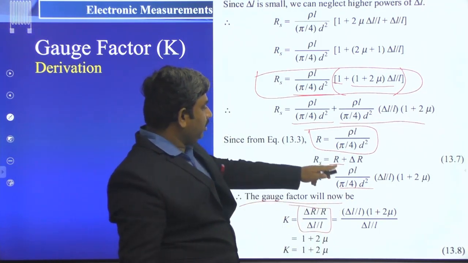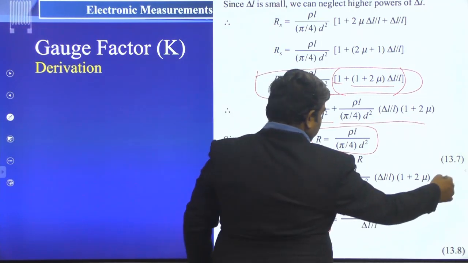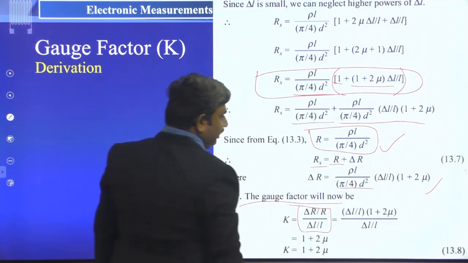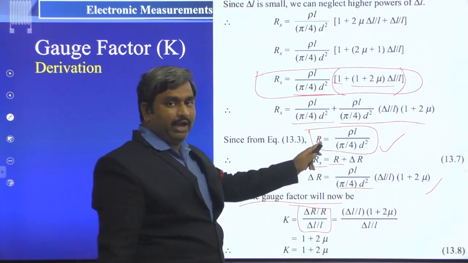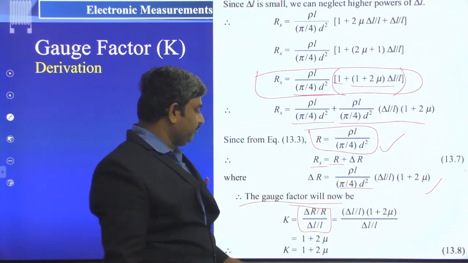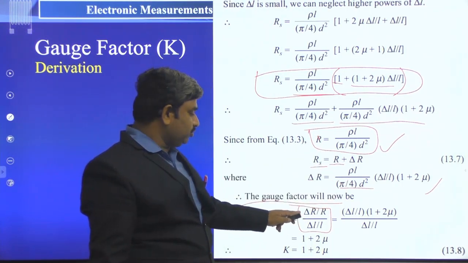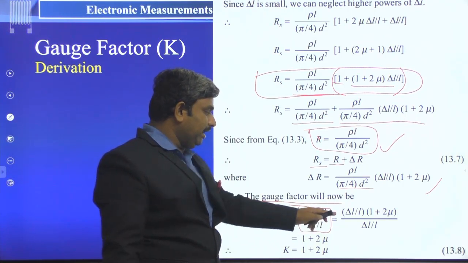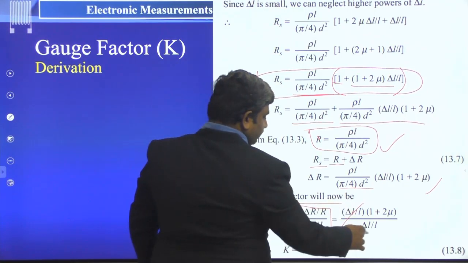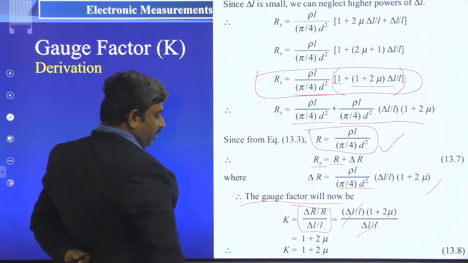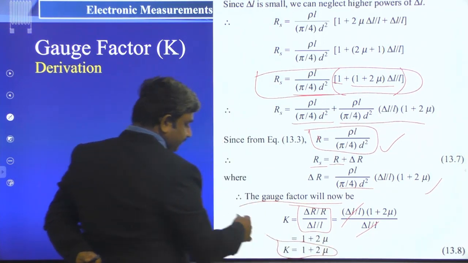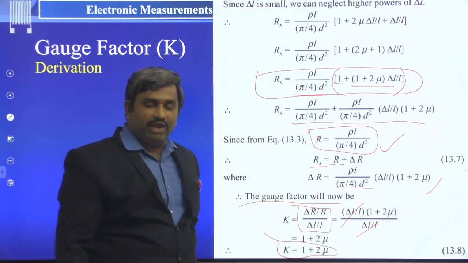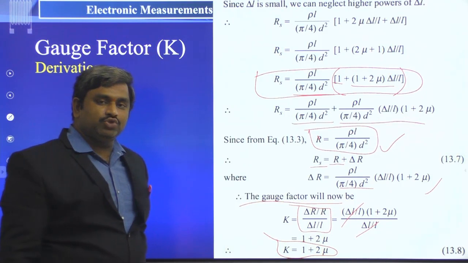So here I have del R, here I have del R, here I have del R, and the R value is also here. Now I am substituting del R by del L by L. So this del L by L and this del L by L are going to be cancelled. Finally, I am representing the gauge factor value K is equal to 1 plus 2 mu.